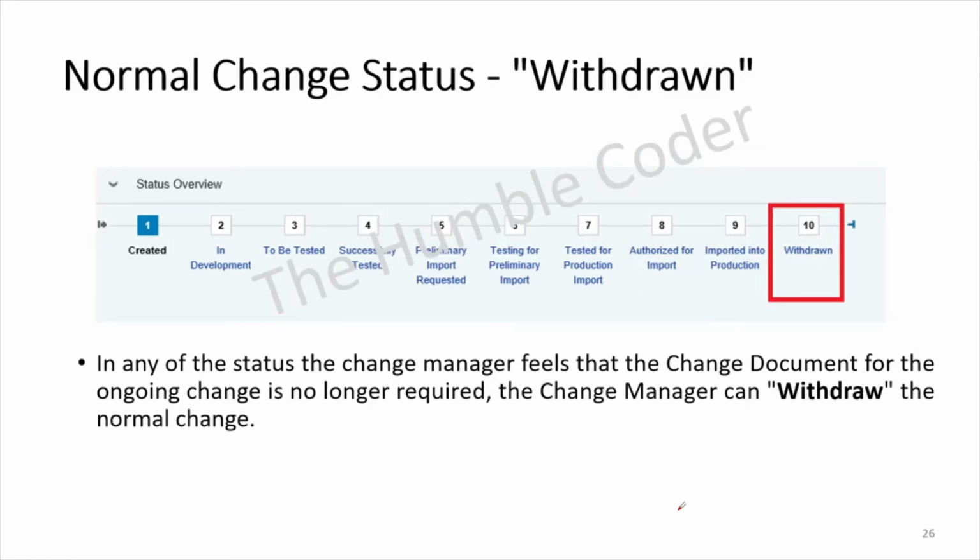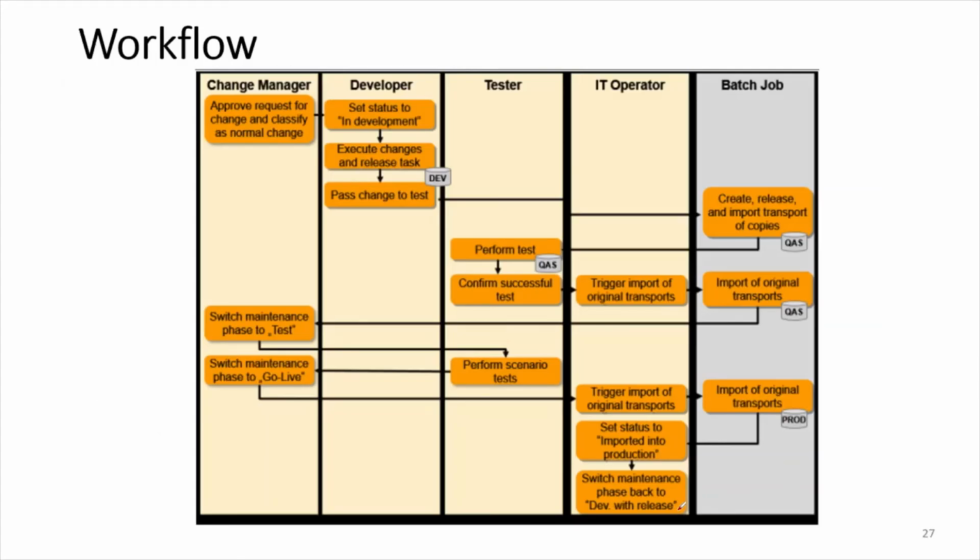And then we have one more status, which is withdrawn. In any of the statuses, if the change manager feels that the change document for the ongoing change is no longer required, the change manager has the authority to withdraw the normal change. So at that point of time, this withdrawn status will come into play. So these all were the different statuses of the normal change document.